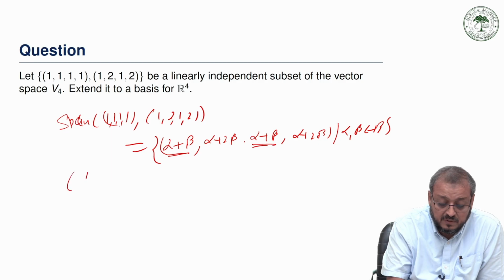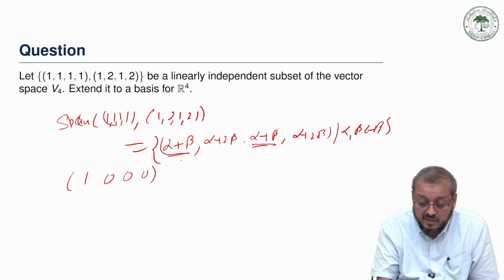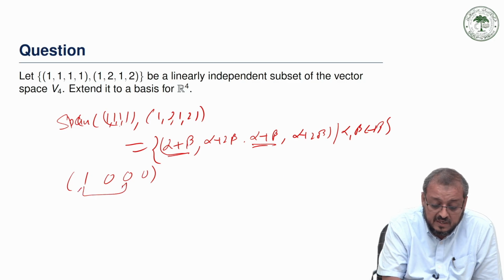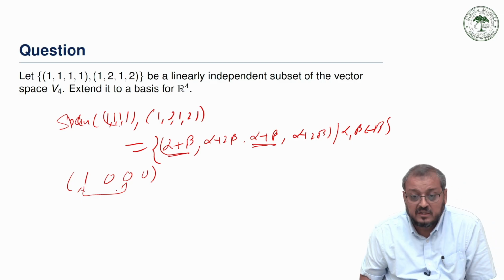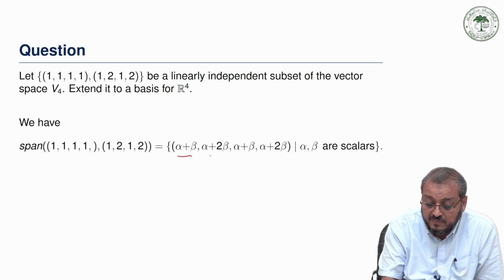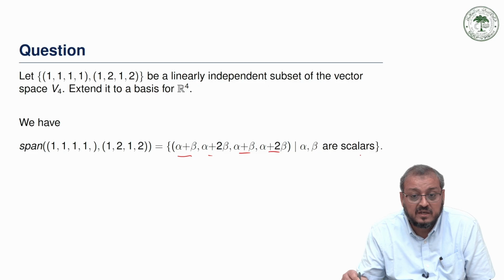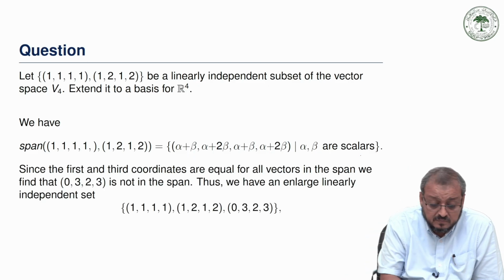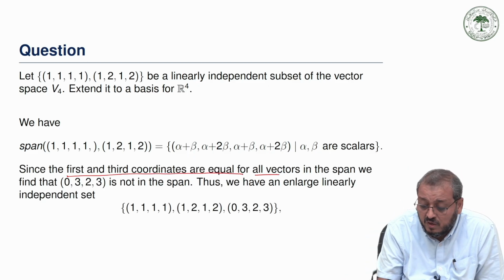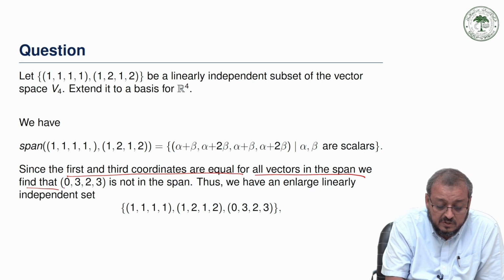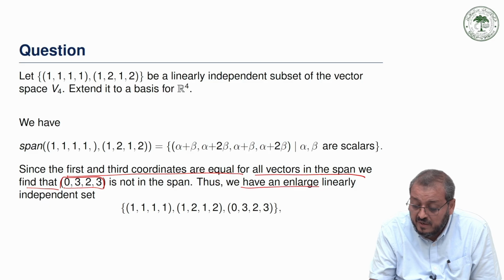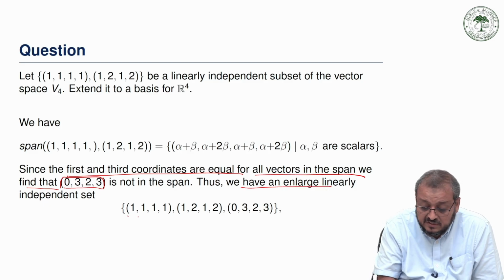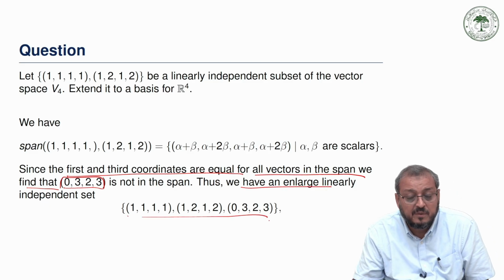So we just choose (1, 0, 0, 0). Clearly the first and third elements differ, so it is clearly not an element of the span. Since the first and third coordinates are equal for all vectors in the span, the vector (1, 0, 0, 0) is not in the span of this. Thus we have an enlarged, extended set, and this set is linearly independent.